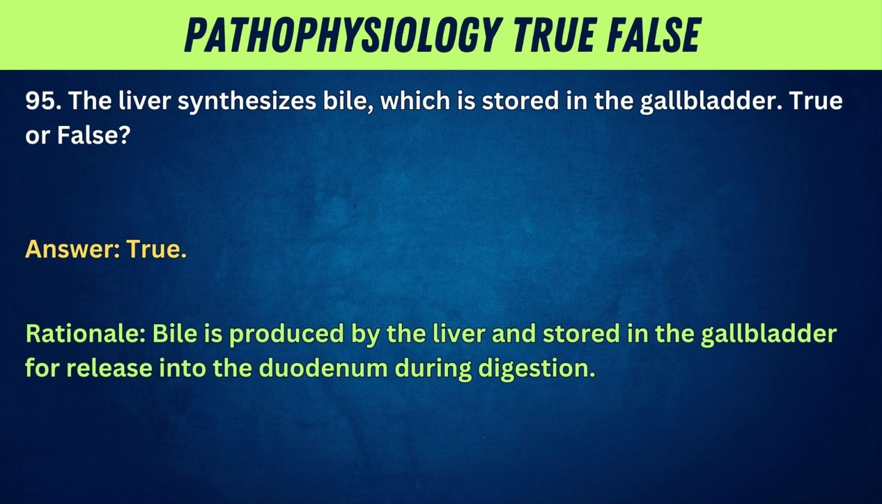95. The liver synthesizes bile, which is stored in the gallbladder. True or false? Answer: true. Rationale: bile is produced by the liver and stored in the gallbladder for release into the duodenum during digestion.